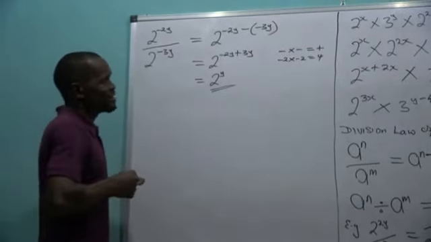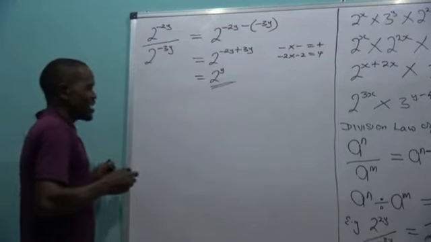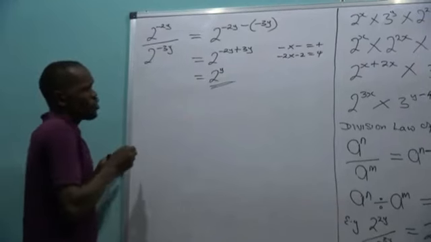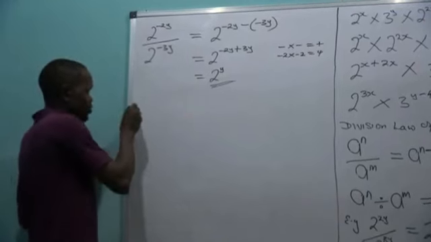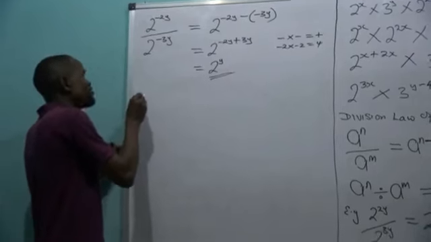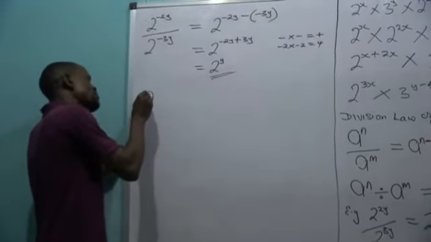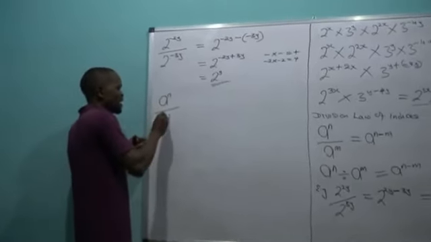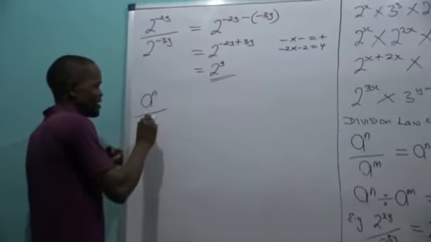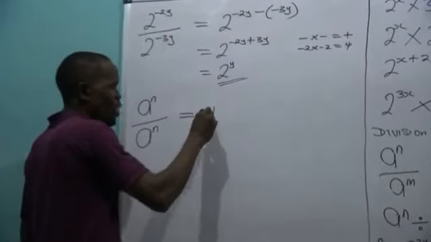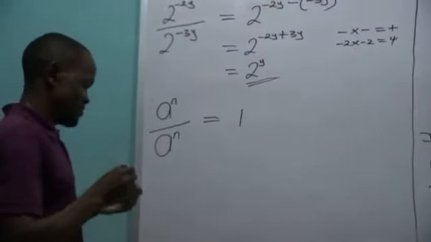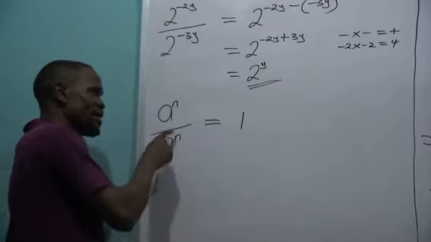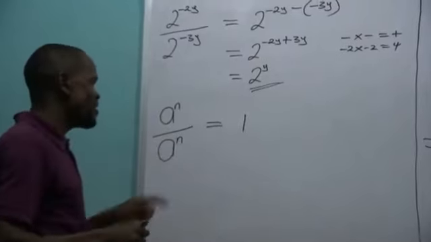Then let us look at this. We'll call it the zero law. When I have a raised to power n divided by a raised to power n, the answer is 1.